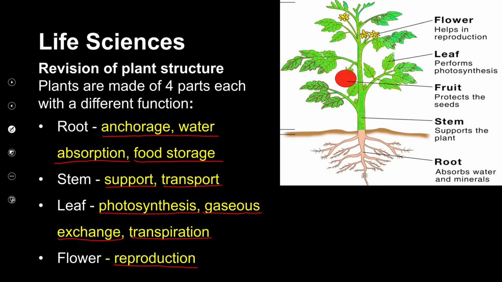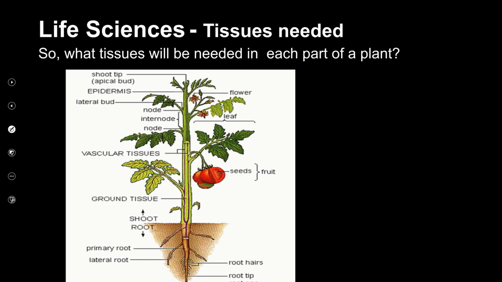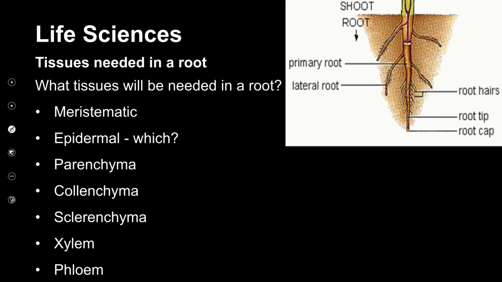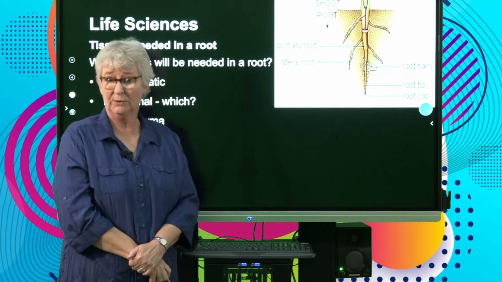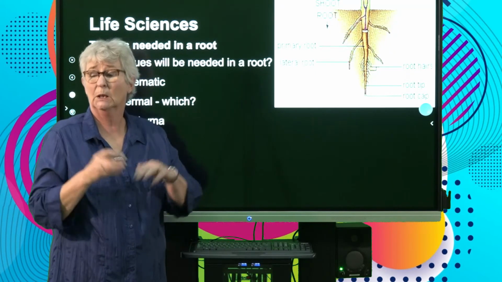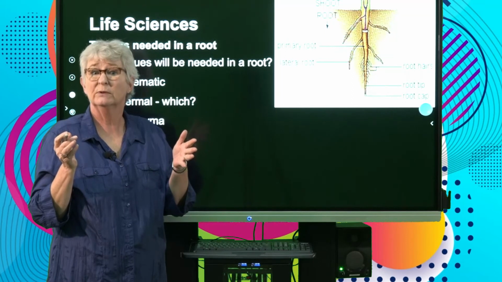So what we need to do is say, okay, this is what a plant looks like. What tissues would we necessarily find in each part of the plant? Remember, we've done tissues. We know what they do. So the next thing is we're going to link what we know tissues do with what the function of the different parts of the plant are. So I'll give you a minute or so to think of, well, a root, what will it need?